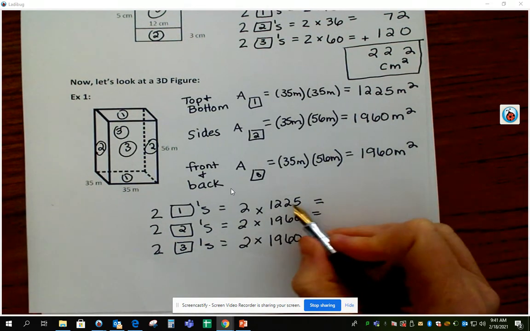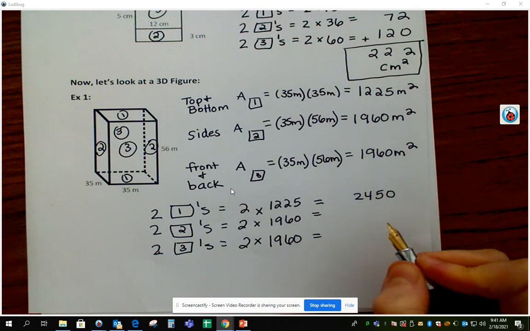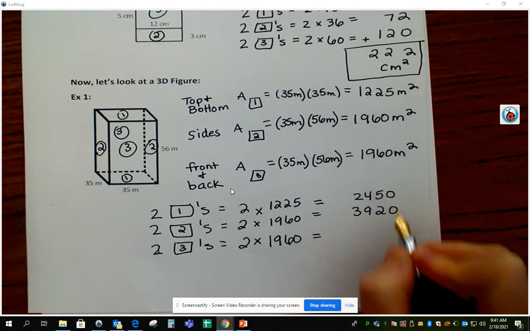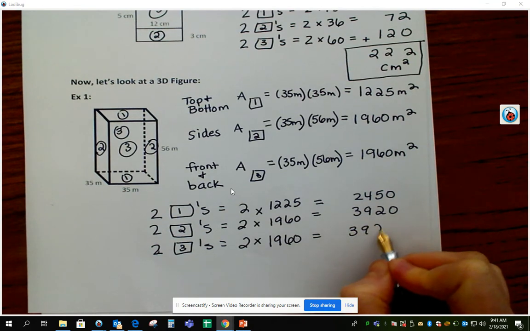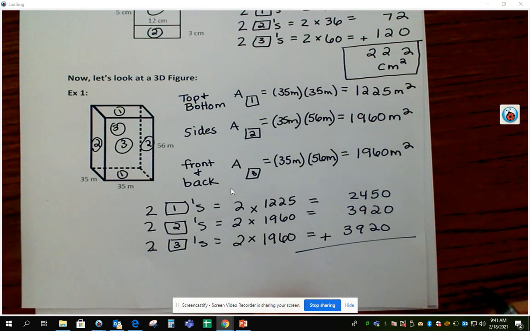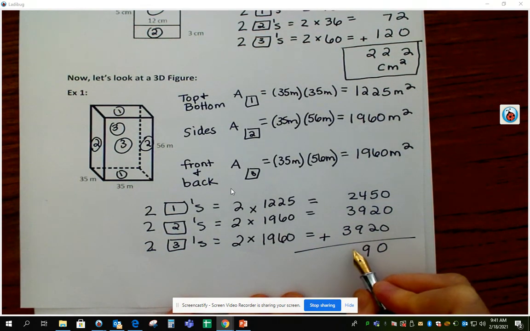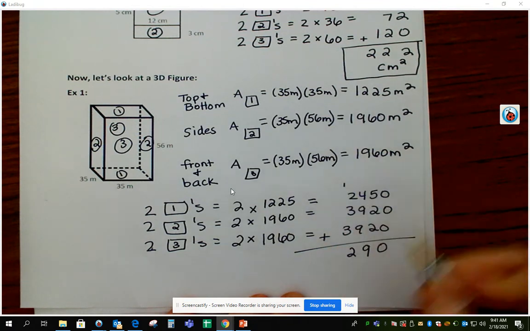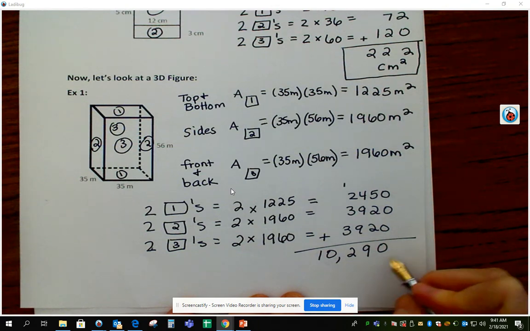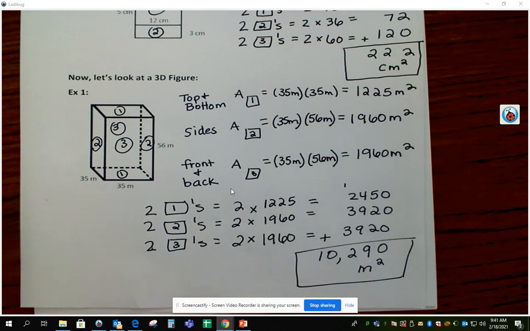So 2 times 1225 is 2450. 2 times 1960 is 3920. This one will be the same, 3920. And then I add them all up to get my final total. And so when I add them up, I'm going to get 10,290 meters squared for my total surface area for that one.